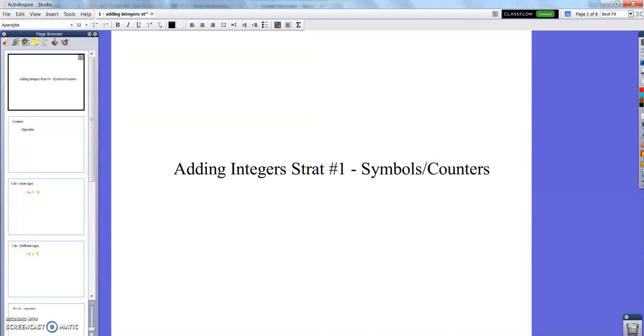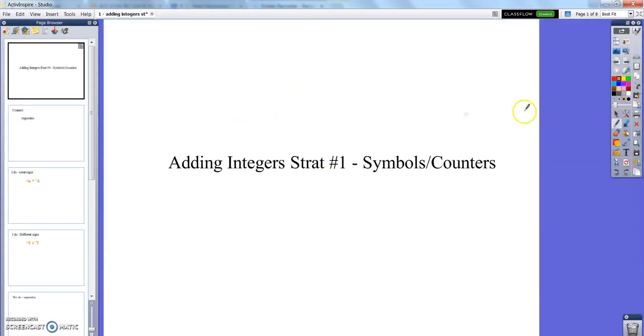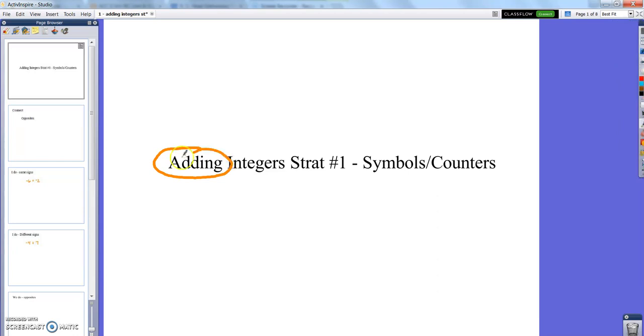Good evening, advanced math. We've been dealing with negative numbers for a little while now, and we understand them well, so it's time to start doing some operations with them. We're going to start off by adding integers today, and it's going to be the first of a couple of strategies I teach you.